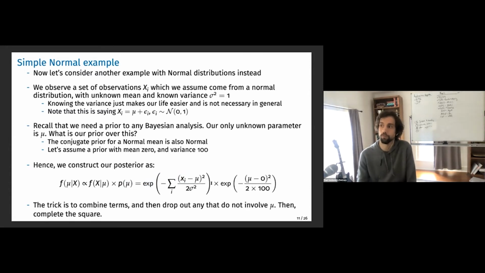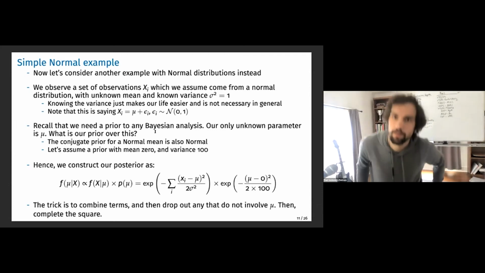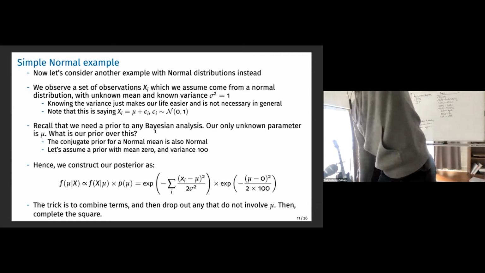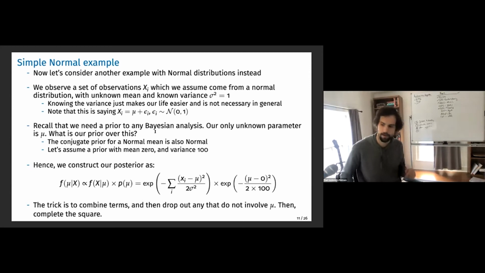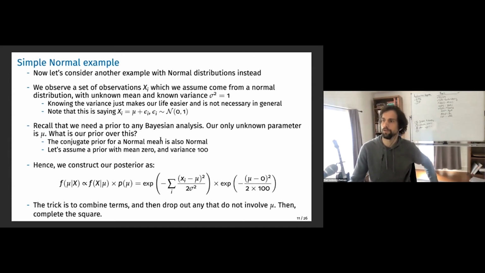So proportional to the product of these two normals. Because remember, we know what the variance is. You may or may not remember from your statistics class that the normal distribution has this thing in front, which is a function of the variances. But since we're not paying attention to the variances, we don't have to worry about those terms. All we need to do is focus on the exponential terms.